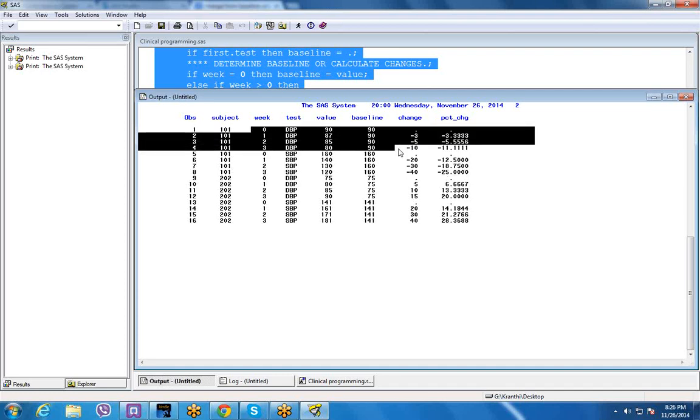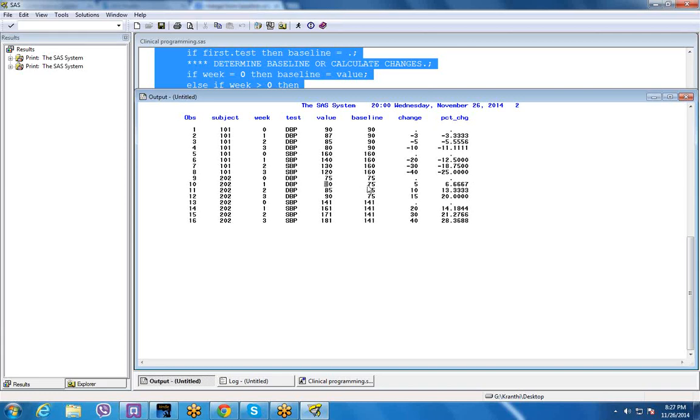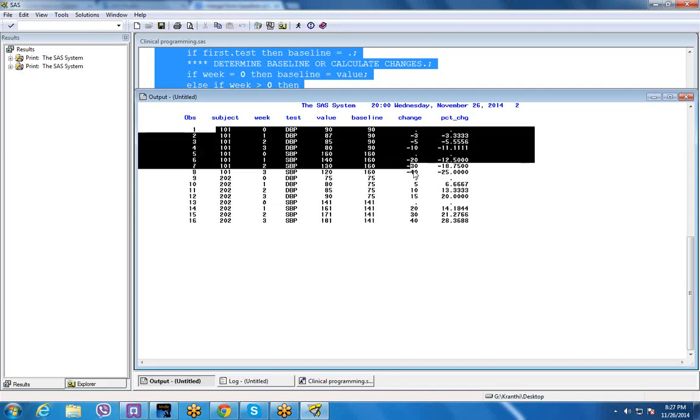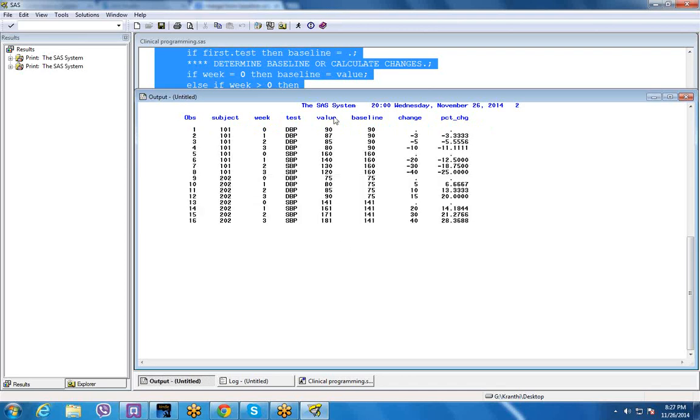Coming to the diastolic, in the first week -3, -5, -10. For the second patient it increased 5, 10, 15. Initially the diastolic baseline was 75. Then the value became 80, 85, 90. So it increased. Here also it's increased. Baseline 141 at week 0. Then became 161, 171, 181. So every time 10, 10 increase. So 20, 30, 40 like this. For one patient it decreases the values, and for the other patient it increases the values. So this is a change from baseline calculation.